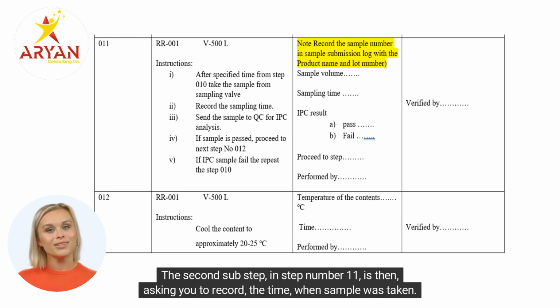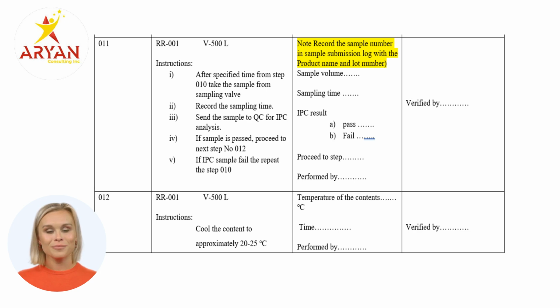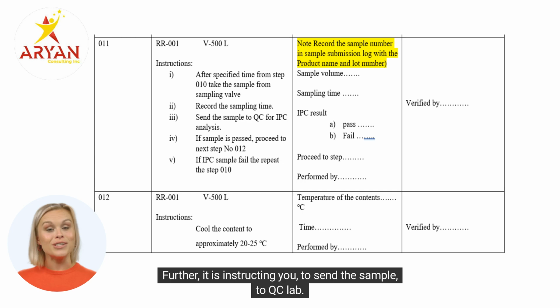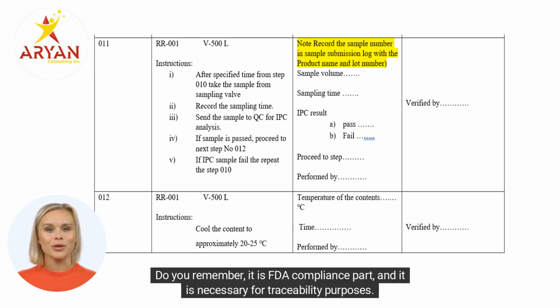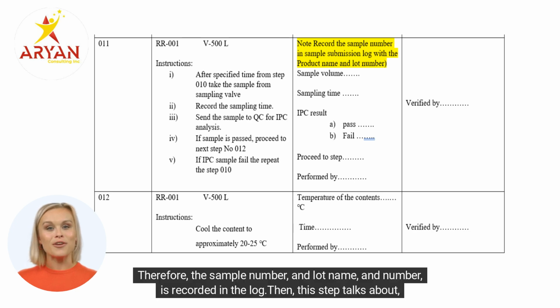The second sub-step in step number 11 is then asking you to record the time when the sample was taken. Further, it is instructing you to send the sample to the QC lab. At the time of sampling, you need to fill a log with initial and date. Do you remember? It is the FDA compliance part, and it is necessary for traceability purposes. Therefore, the sample number and lot name and number are recorded in the log.